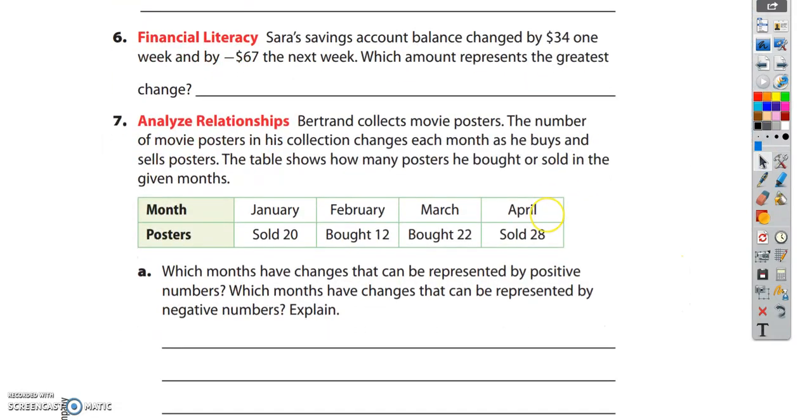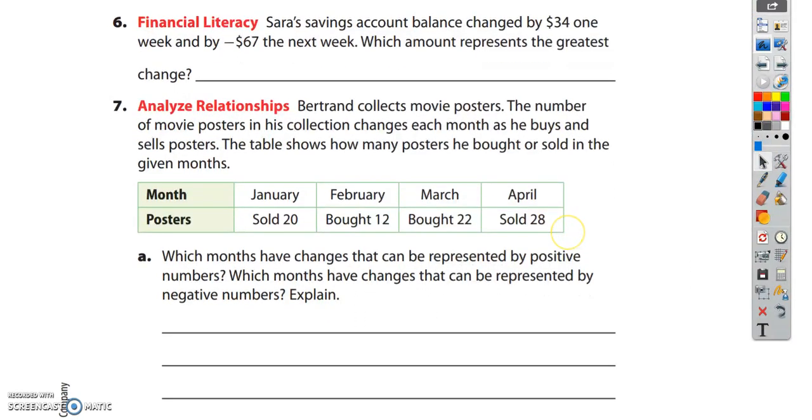Question 6 reads, Sarah's savings account balance changed by $34 one week and by negative $67 the next week. Which amount represents the greatest change? I want you to pay attention that this doesn't ask which is the greater number. If it asks which is the greater number, $34 is the greater number because it's a positive. But it doesn't ask, it asks which is the greatest change. Well, which week did her account balance change more? When it went up $34 or when it went down $67? Well, since 67 is the greater value, that's when it changed more. The answer is negative 67.